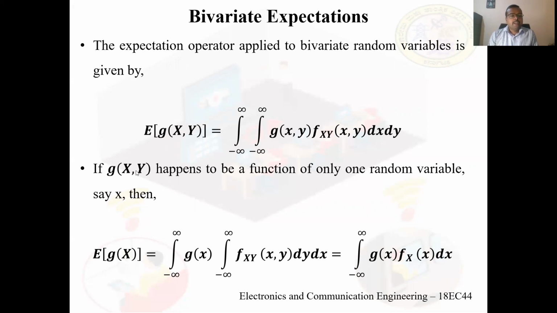Right? Now, if this function g x comma y happens to be a function of only one random variable, here the random variable is x. Now this is a function of only random variable x. Now this expectation will reduce to E gx is equal to integration minus infinity to infinity gx integration minus infinity to infinity fxy x comma y dy dx. Now this is equal to integration minus infinity to infinity g of x. As I said here, since it is a function of only random variable x, this will be fx of x into dx here.